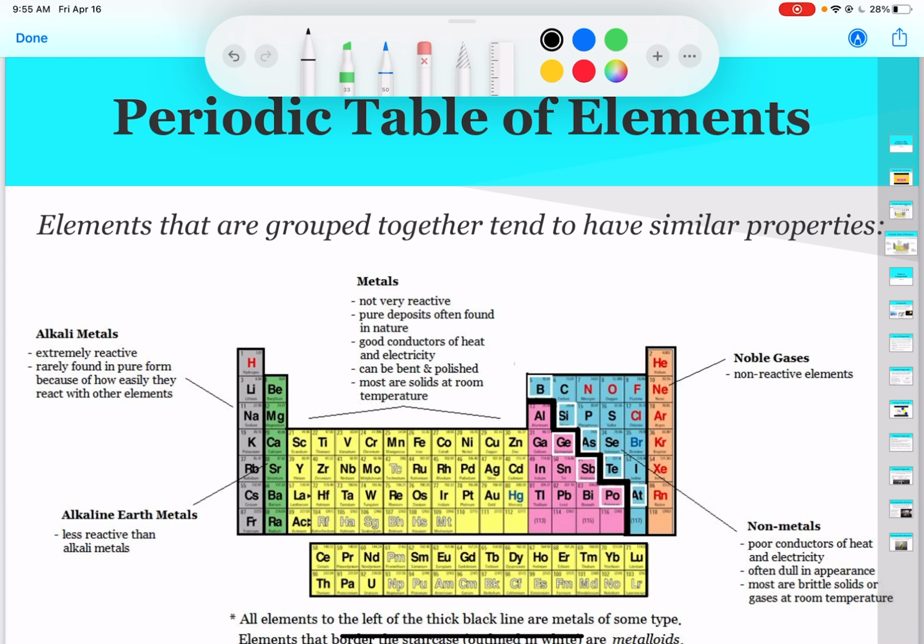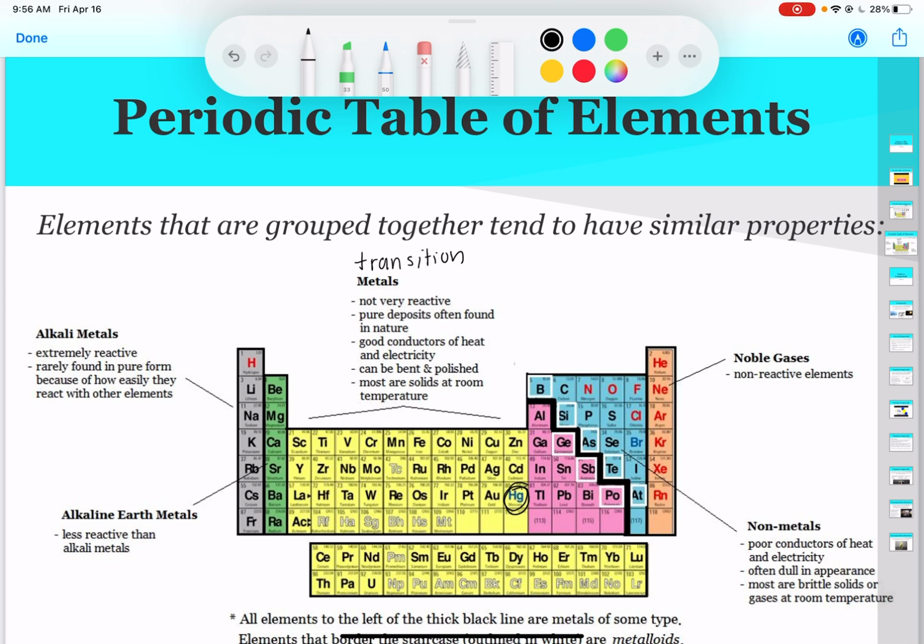All of that yellow area, those are our metals, or our transition metals. I don't know why they didn't call them that. They're not very reactive. They're normally pure or often found in nature. They're good conductors of heat and electricity. They can be bent and polished, and most are solids at room temperature. One exception to that is the one you see in green here, or blue. That at room temperature is liquid, and that's mercury.